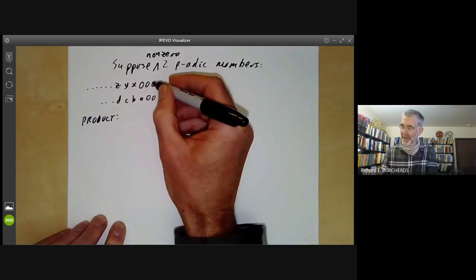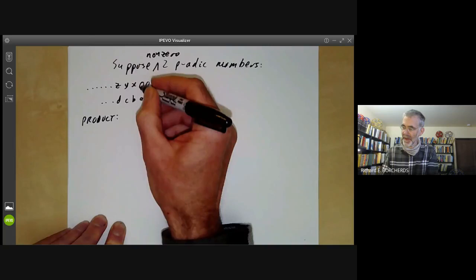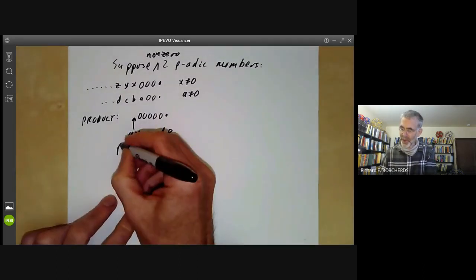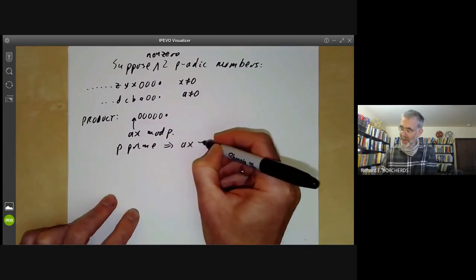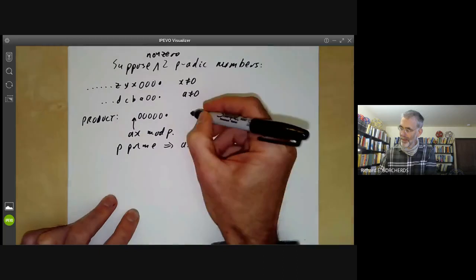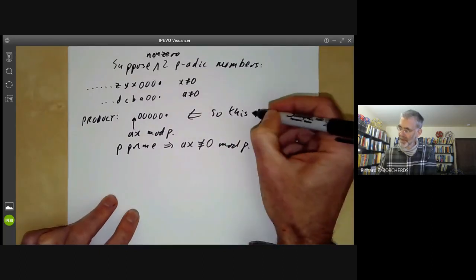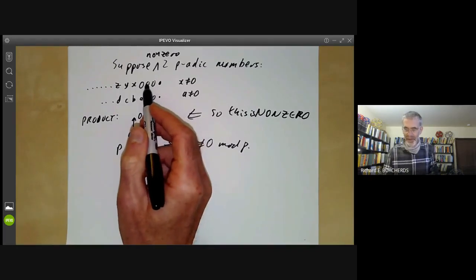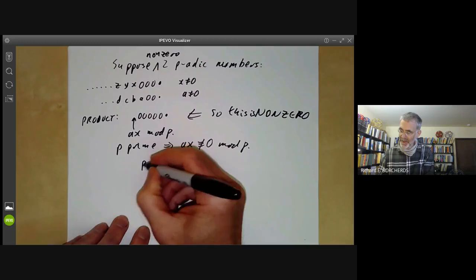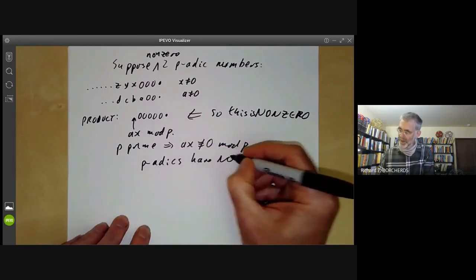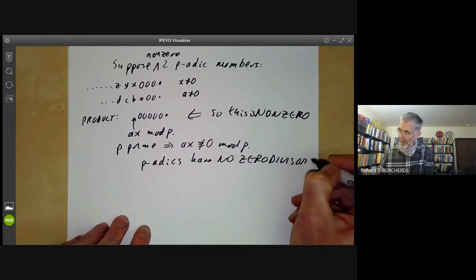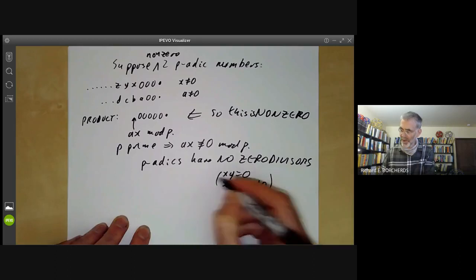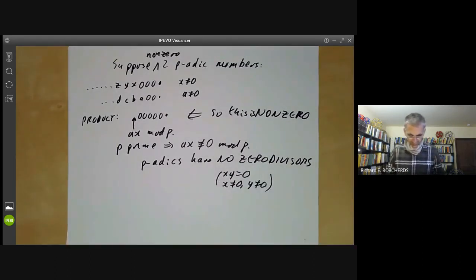And now we multiply them together. Well, if we multiply them together, we're going to get 5 zeros at the end. And then this will be a times x modulo p. And since p is prime, this implies ax is not 0 modulo p. So this is non-zero. So we've shown that if p is prime and you multiply together 2 p-adic integers, you get something that's non-zero. So we say that the p-adics have no zero divisors. A zero divisor means that xy equals naught when x is not equal to zero or y is not equal to zero. And that's a rather unpleasant property, and we've managed to exclude this.